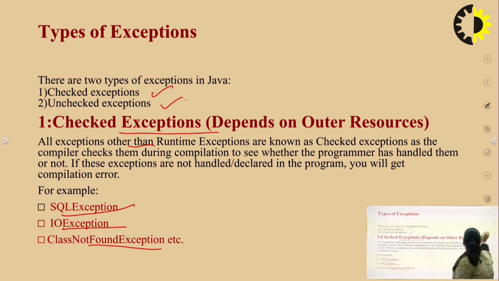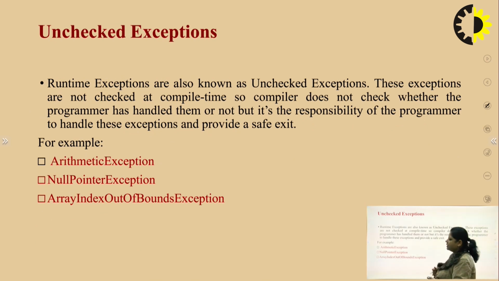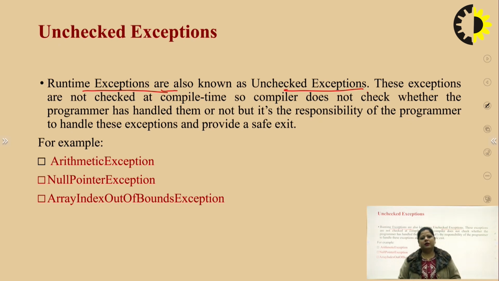Now next is the unchecked exception. An unchecked exception is also known as a runtime exception, because it occurs at runtime. These exceptions are not checked at compile time, because they are checked at runtime. So these are some examples of unchecked exceptions.